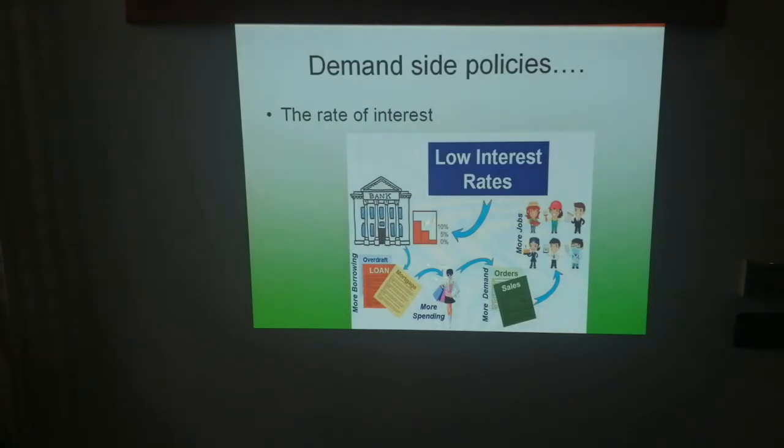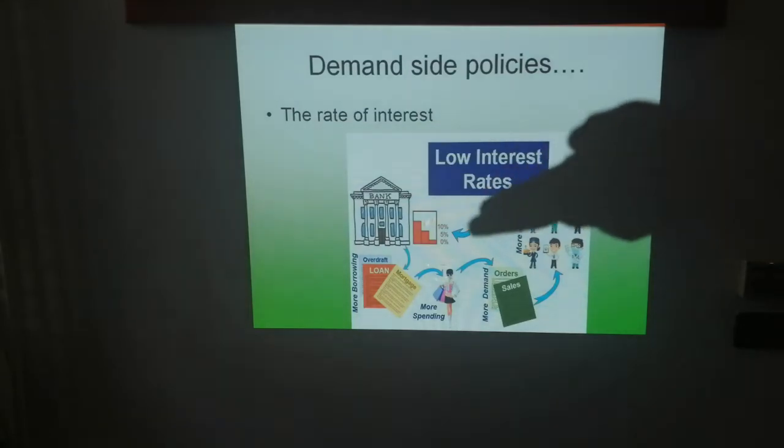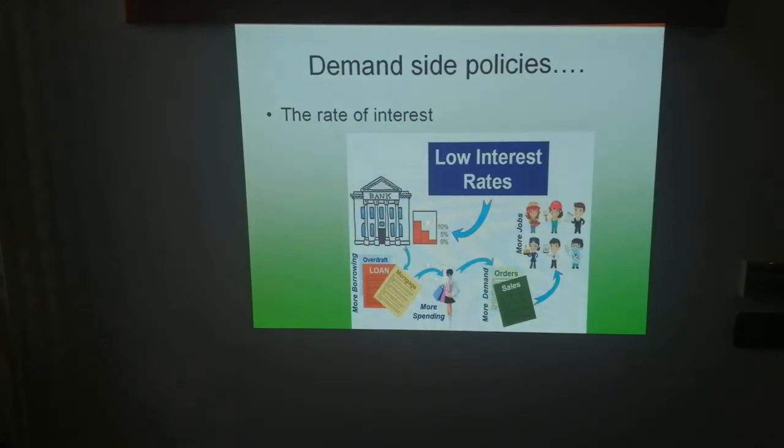Also, demand side policy could be changing interest rates. We've talked a little bit about that. The government, the central bank, can reduce interest rates, and then it's a market. If people see interest rates go down, maybe they borrow more and maybe invest it or spend it on holidays or on a house.